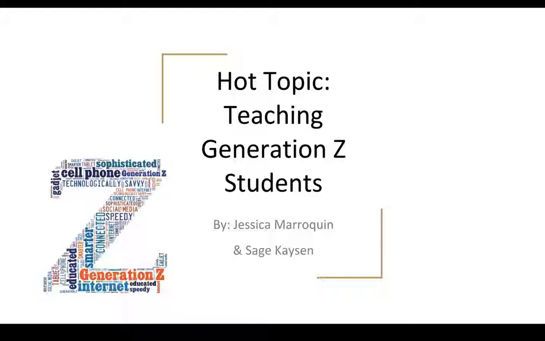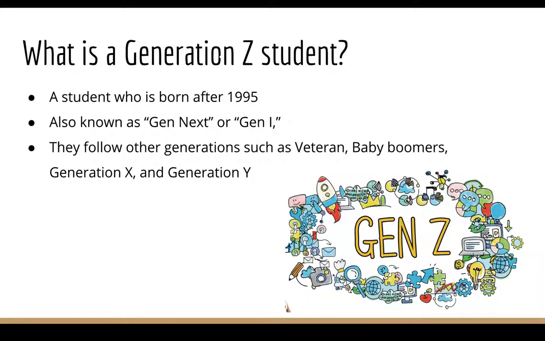In this image right here, it just has words that are about Generation Z students, which is internet, educated, speedy, smarter, connected, social media, sophisticated. So that goes into what is a Generation Z student. A Generation Z student is someone who is born after 1995, and they're also known as Gen X or Gen I. They follow other generations like the veterans and baby boomers, Gen X and Gen Y. Gen Y are the millennials, and Gen Z will be the people we're talking about right now.